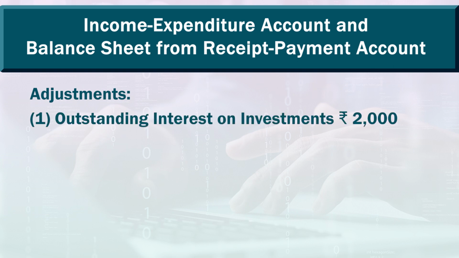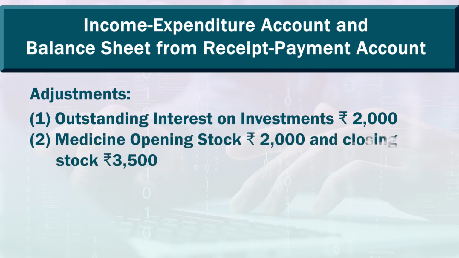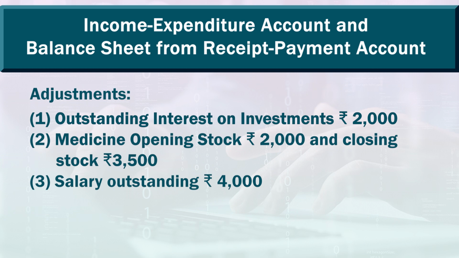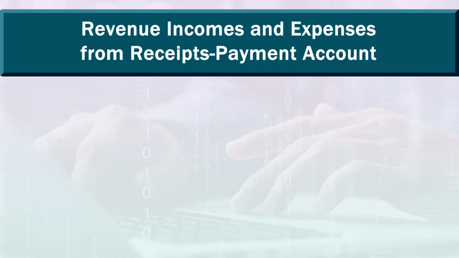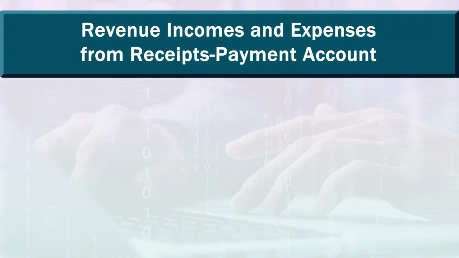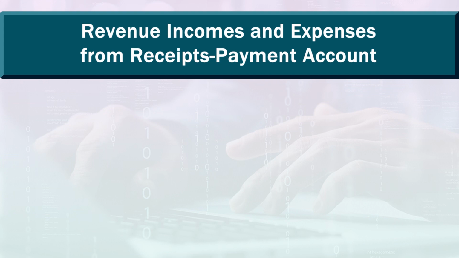Outstanding interest on investment is rupees 2,000. Medicine opening stock is rupees 2,000 and closing stock is rupees 3,500. The salary outstanding is rupees 4,000. 7,000 rupees are payable on account of purchase of medical equipment. First, let us identify revenue incomes and expenses from receipts payment account.